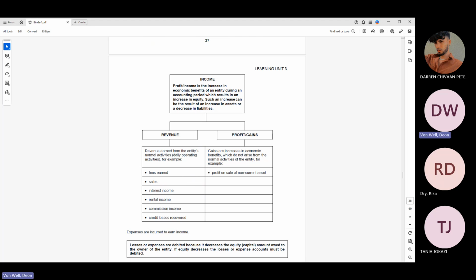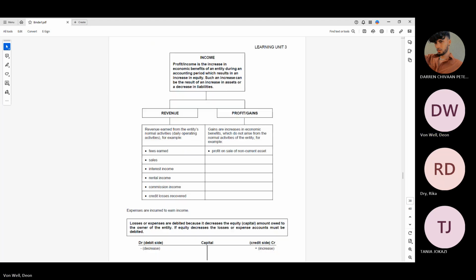Interest income is when I earn interest on my positive or favorable bank account. My rental income is when somebody is renting from me, so I charge them a monthly rental fee. So that is my rental income. Commission income, and then credit losses recovered. So these are all examples. Learn them, so that when you see these things, you know they are income accounts.